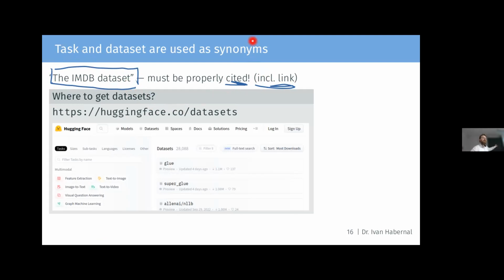Okay, any questions on sentiment analysis on movies? So the IMDb dataset, the litmus paper. You should somehow remember there's a thing like the IMDb dataset, because everybody's using that.